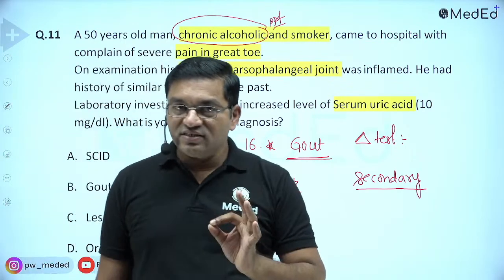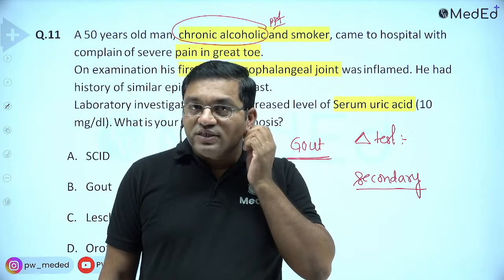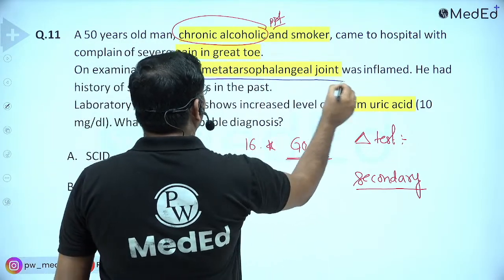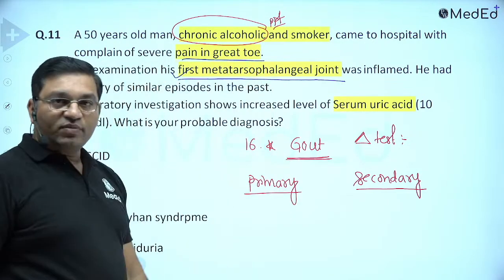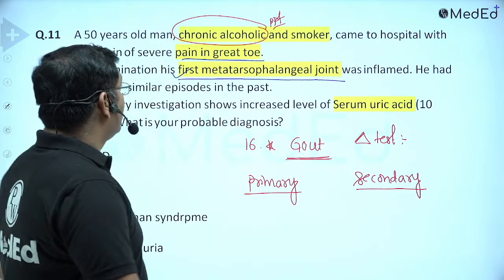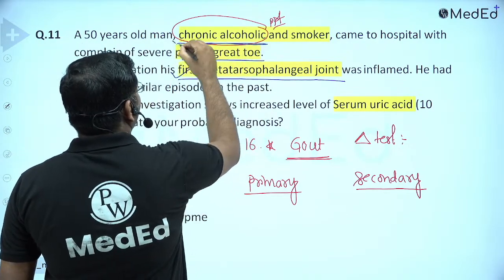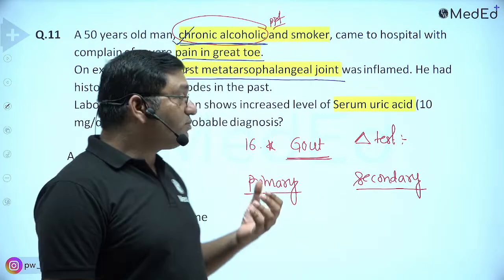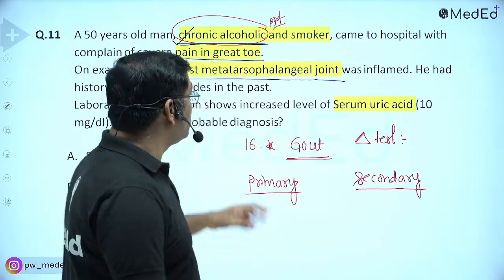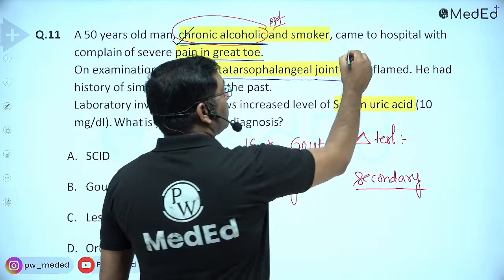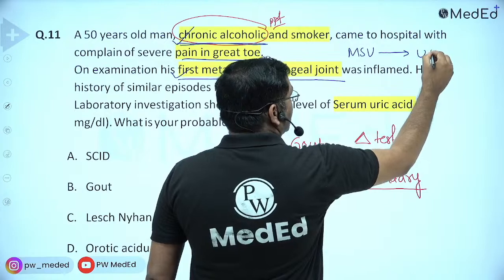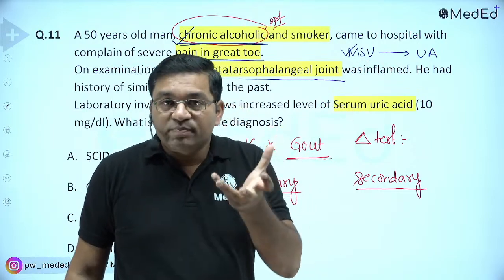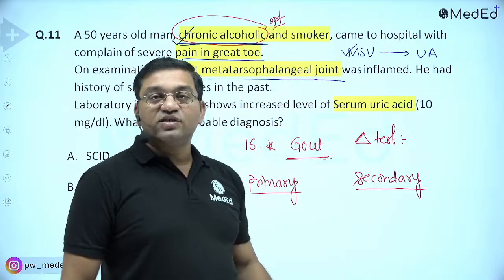Gout, an important case. Gout is inflammation of the first metatarsophalangeal joint. This joint is mainly involved in gout, with pain in the great toe, and the episode is particularly precipitated when the patient is a chronic alcoholic. Alcohol precipitates the attack of gout because alcohol shifts the metabolism, causing the conversion of monosodium urate into uric acid. Monosodium urate is 10 times more soluble as compared to uric acid. Uric acid is less soluble and more precipitable, which causes or aggravates the symptoms of gout.